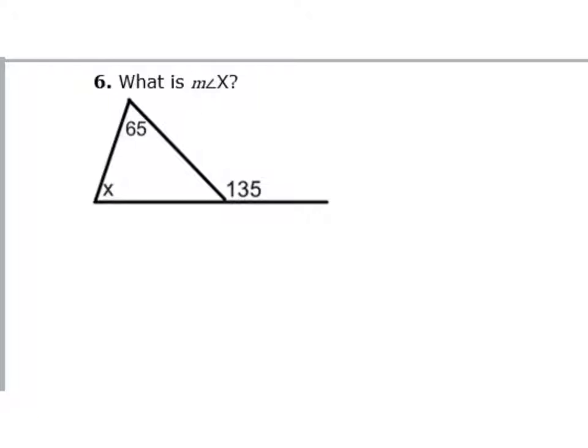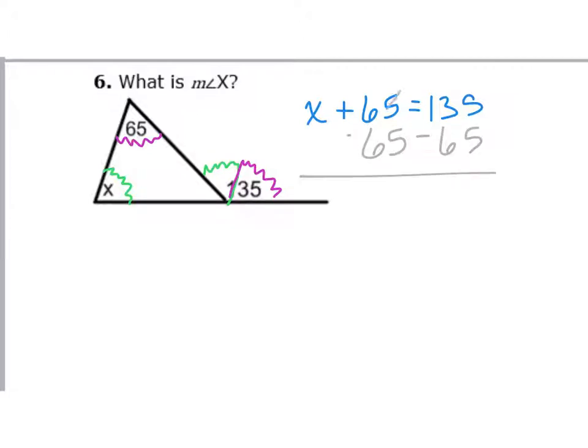Number 6 is almost the same in the fact that you can use the idea that this x, which we tore off and put in here, and this 65, which we tore off and fit in here, together make the 135. So I know that if I take that x and that 65 together, they'll make the 135. To solve this, all I have to do is subtract 65 from 135, and x will equal 135 minus 65.